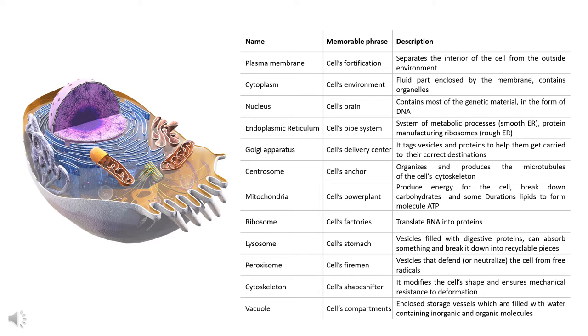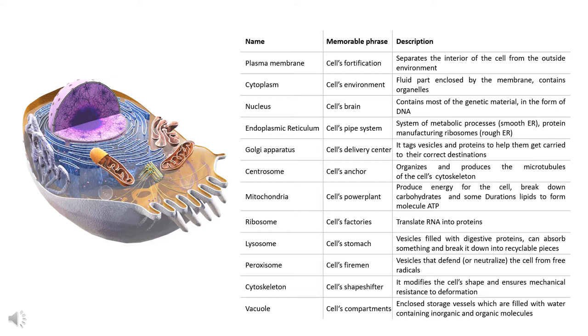Now, what is a cell? What are the things present in the cell? A cell consists of a cell membrane, that is the plasma membrane, a cytoplasm, the nucleus, the ER, that is endoplasmic reticulum, Golgi apparatus, centrosomes, mitochondria, which is the powerhouse of the cell, ribosomes, lysosomes, peroxisomes, cytoskeleton and vacuole. These are some things present inside the cell. I know it looks like jargon and tough words, but I'll try to simplify.